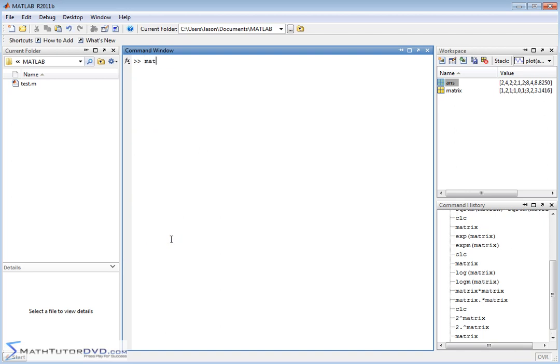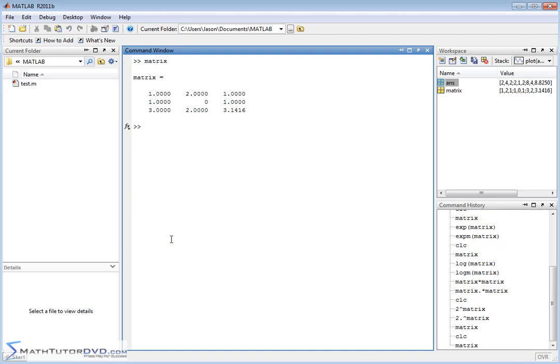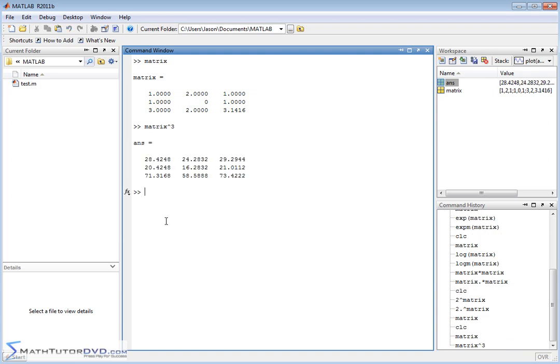Let me clear that out. Put the matrix up here. The same thing happens if you want to raise this matrix to a power. A lot of students will do something like this, matrix to the power of 3, right? And they want to get an answer, and then they're like, this makes no sense. 1 to the power of 3 is not 28. 2 to the power of 3 is not 24.